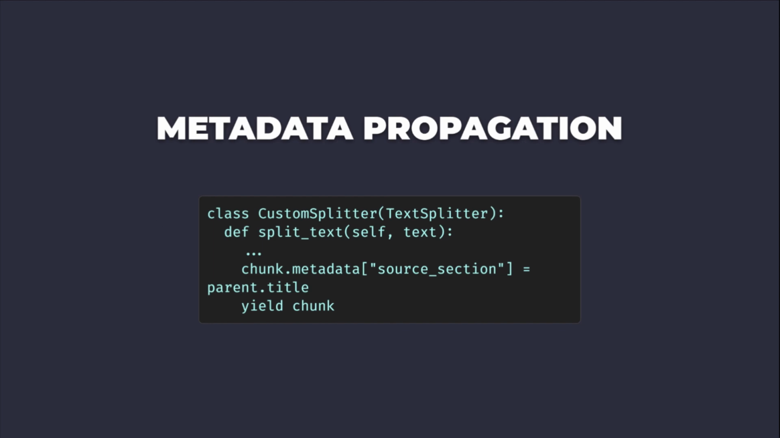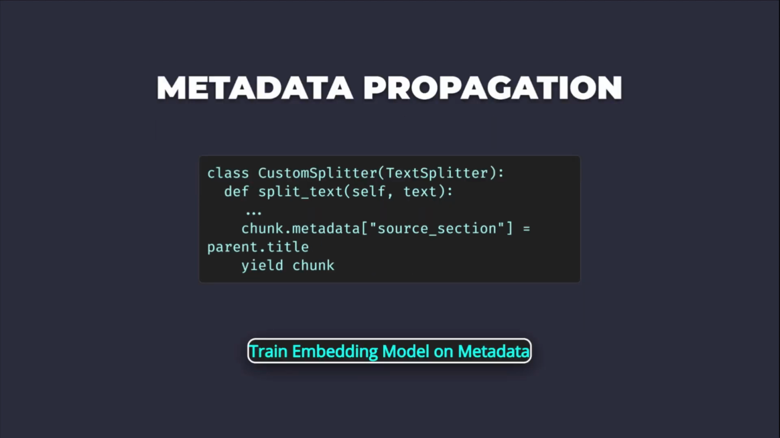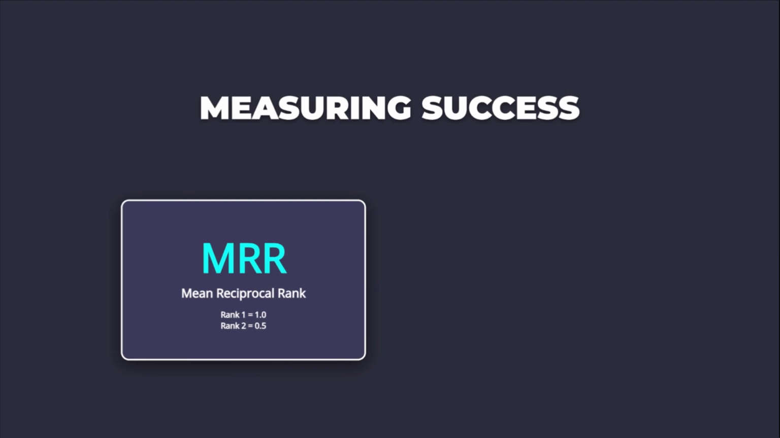To implement metadata propagation effectively, subclass the base text splitter class provided by your framework, such as LangChain or LlamaIndex. Override the split text method to iterate through the document structure provided by the layout parser. Before yielding a chunk, access the parent node information. Inject the parent node title into the chunk dictionary under a key like source section. Ensure the embedding model is trained or fine-tuned to recognize and utilize this injected metadata during vectorization, treating the metadata as part of the content to be embedded.